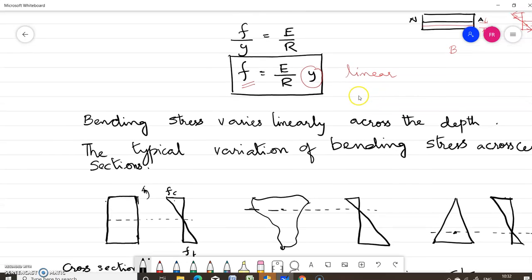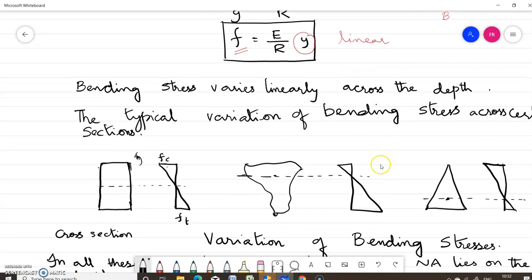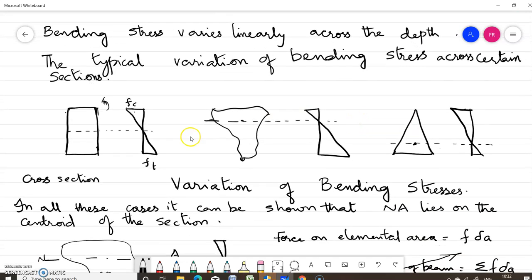Now we can see the typical variation of bending stress across certain sections. If it is a rectangular section, the neutral axis will be at the center and the stress will be maximum at the extreme fibers. If it is subjected to a sagging moment, there will be tensile stress at the bottommost fiber and compressive stress on the topmost fiber.